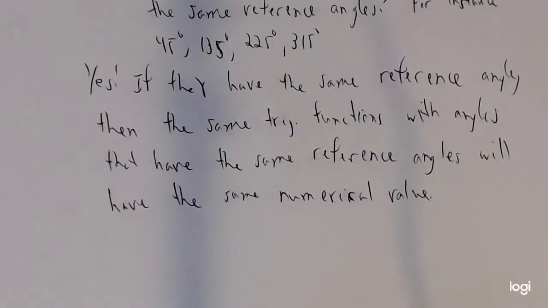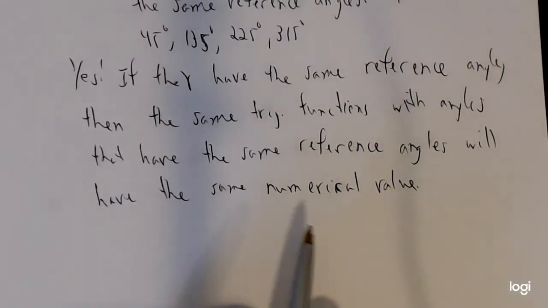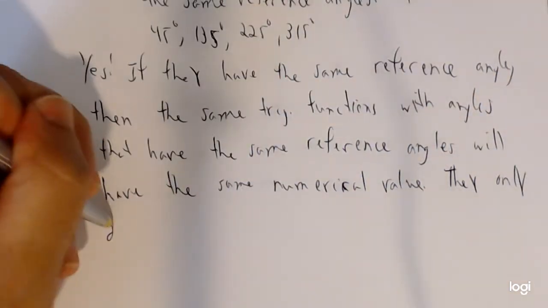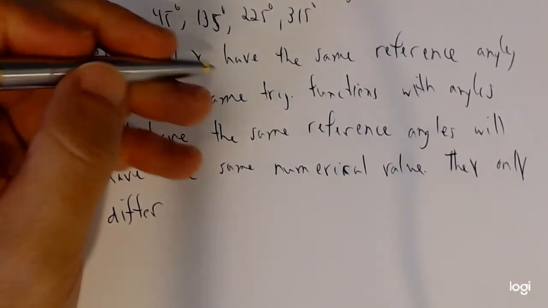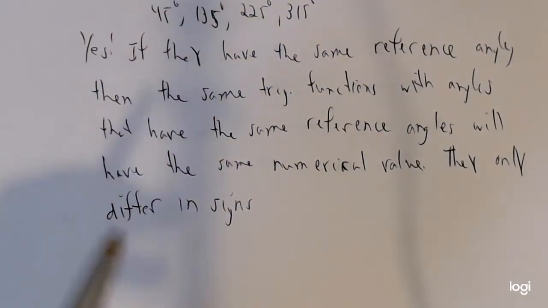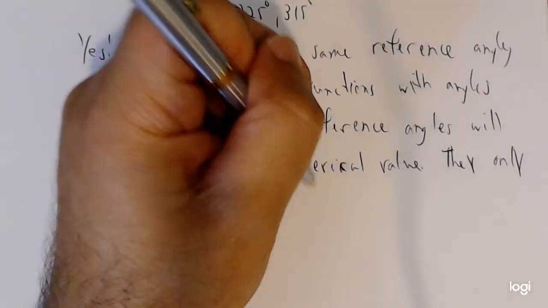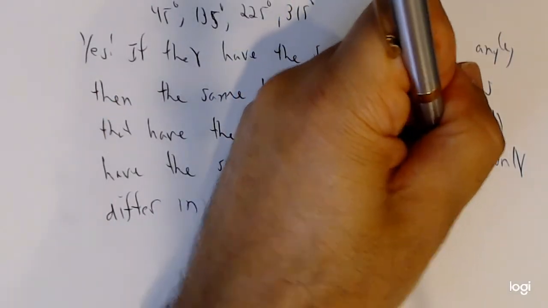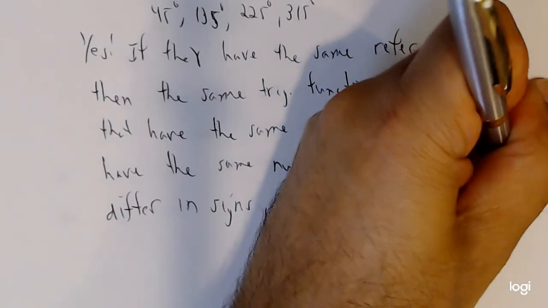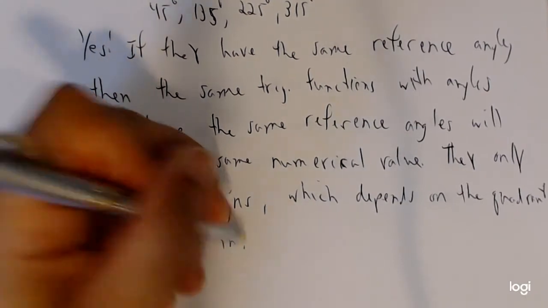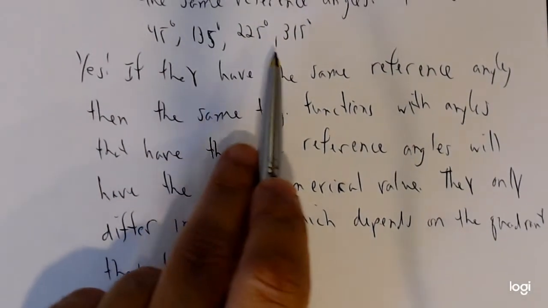I think that's crucial, because if you know that they have the same reference angle, numerically they'll have the same value. There will only be one difference. The only difference is they only differ in signs, where one might be positive, the other one might be negative, but that's not an issue because if we know which quadrant we land in, then we'll have a good idea, which depends on the quadrant they land in. So let me show you the example for 45, 135, 225, 315.